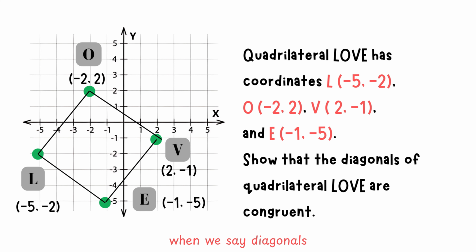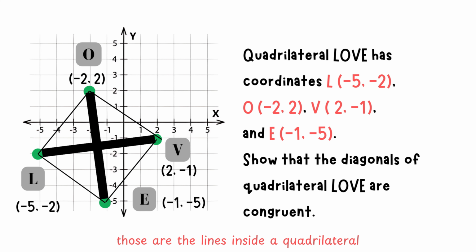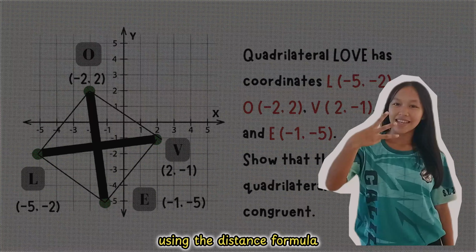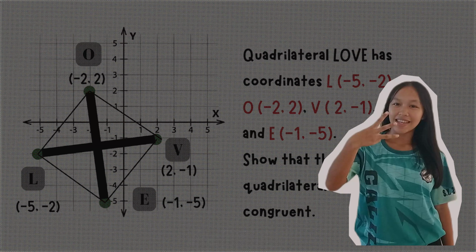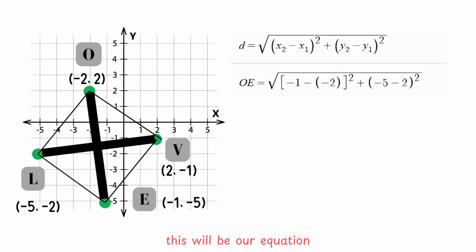When we say diagonals, those are the lines inside a quadrilateral that bisect each other. The lines that connect from point O to E and point L to V, so we need to find their distance and prove that they are equal. Using the distance formula, once more, let us first find the distance from point O to point E by substitution. This will be our equation.